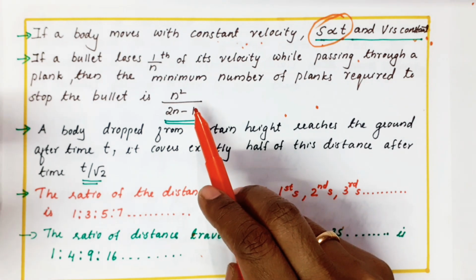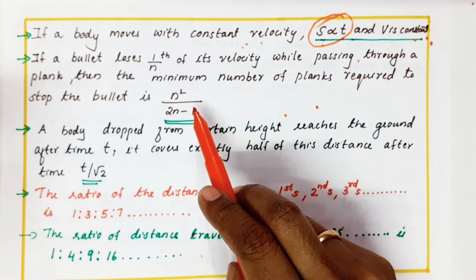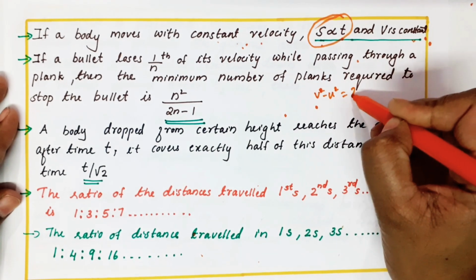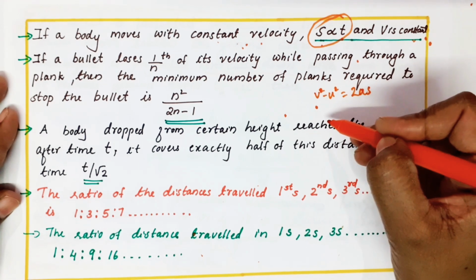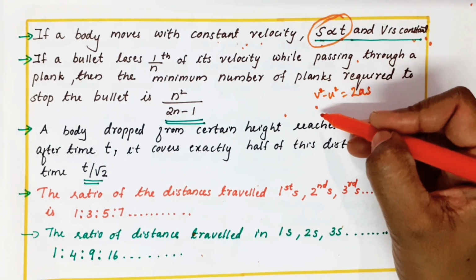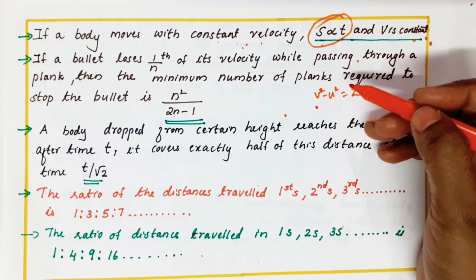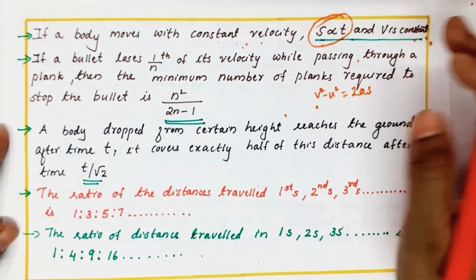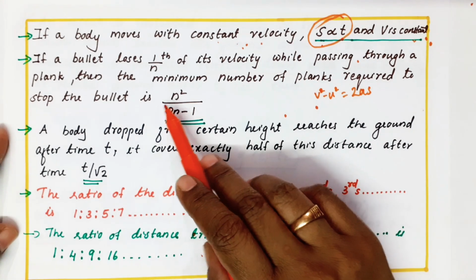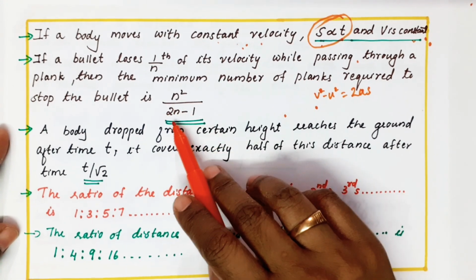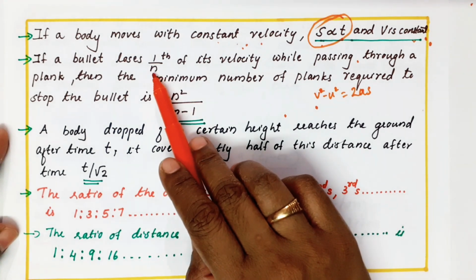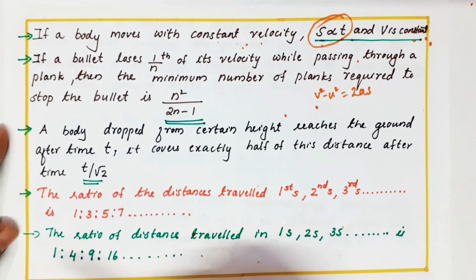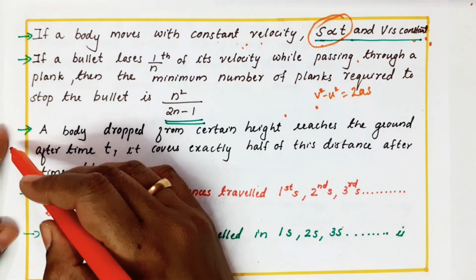If you're finding it difficult to remember this type of equation, use the standard formula v square minus u square equal to 2as. What they told, according to velocity, if it is 1/8, you write u by 8. Like that you can substitute and do. Okay, but if you can remember, it will be better. So the number of planks required is n square divided by 2n minus 1, where n is nothing but how many times the velocity is getting reduced. This is also an important question.